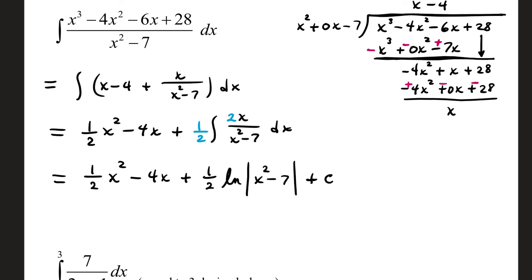So now we have the denominator's derivative as the numerator. So these two terms still come down, and then we have plus 1/2 times a natural log of the absolute value of our denominator plus our constant of integration.